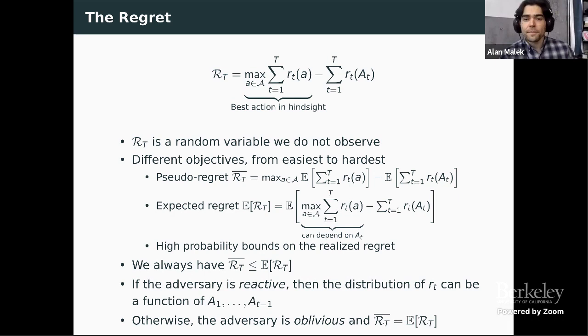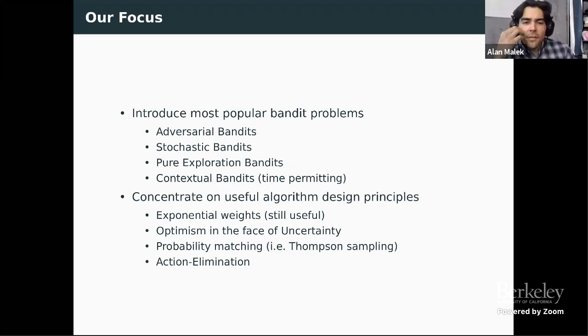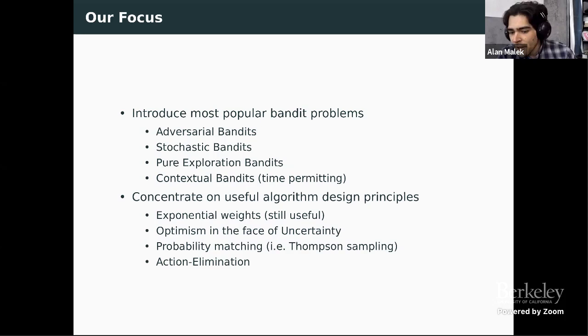Okay, so in this talk, we're going to focus on some popular bandit problems. I will introduce the adversarial bandit problem, the stochastic bandit problem, and also the pure exploration bandit problem, with the idea that these are useful primitives for RL. Given time, we'll talk briefly about contextual bandits. For these problems, we'll solve them using a variety of algorithmic techniques, and I'll try to present the proofs of simple versions of these algorithms in as much detail as I can.